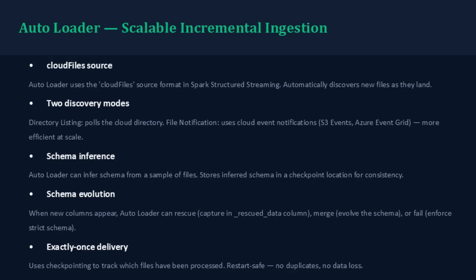Auto Loader uses a checkpoint to track which files have been processed. If the streaming job restarts after a failure, it reads the checkpoint and continues from exactly where it left off. No duplicates, no data loss.